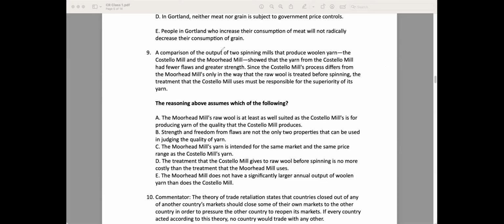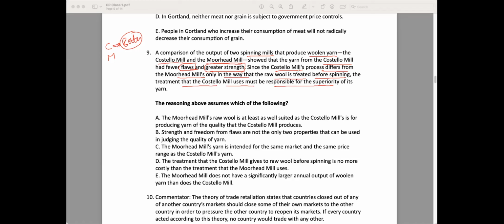Let's see. A comparison of the two spinning mills that produced woolen yarn, the Castello mill and the Moorhead mill. So mill C and mill M showed that yarn from Castello mill had fewer flaws and greater strength. So yarn produced in C is better, better in terms of having fewer flaws and greater strength. Since the Castello mill's process differs from the Moorhead mill's only in the way that raw wool is treated before spinning, the treatment that Castello mill uses must be responsible for the superiority.